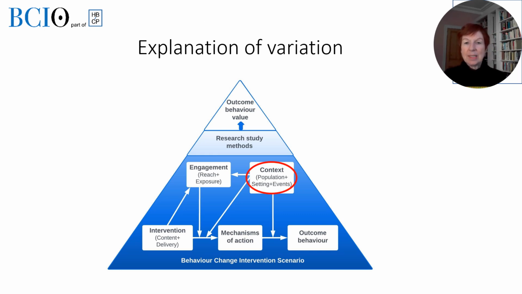So for this video, the first thing we want to look at is explaining variation. We know that any one intervention may have very variable effects depending on which population is targeted, what the setting of the intervention was, what duration, what period of time it was in, and what part of the world it was in. And in order to understand that variation, we need huge amounts of data.